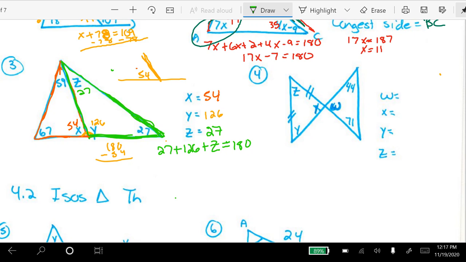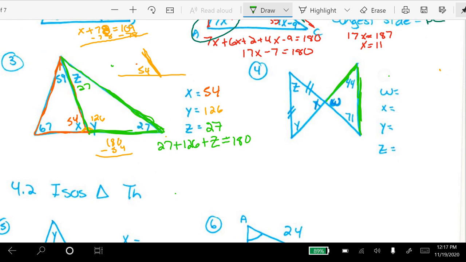So the first thing I'm going to do is, again, start alphabetically, so that would mean I'm going to look for W first. So I'm going to start with this triangle that I'm outlining over here in the green. For this green triangle, all three angles have to equal 180. So it's going to be 180 minus my 71 and minus my 44. I end up getting 65 for W.